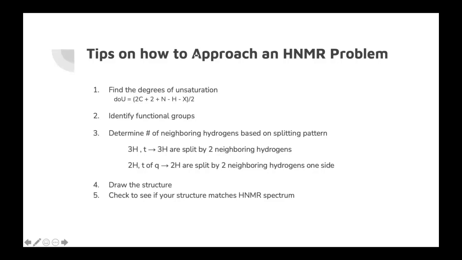So you're kind of going to go backwards. So if you see a triplet, you're going to do 3 minus 1, and that would give you 2. So that means that those 3 hydrogens are going to have 2 neighboring hydrogens. And then if you see 2 hydrogens, comma, T of Q, that means you know that these two specific hydrogens are going to be in between two chemically different hydrogens. So they're going to be split by two neighboring hydrogens on one side and then three on the other side.